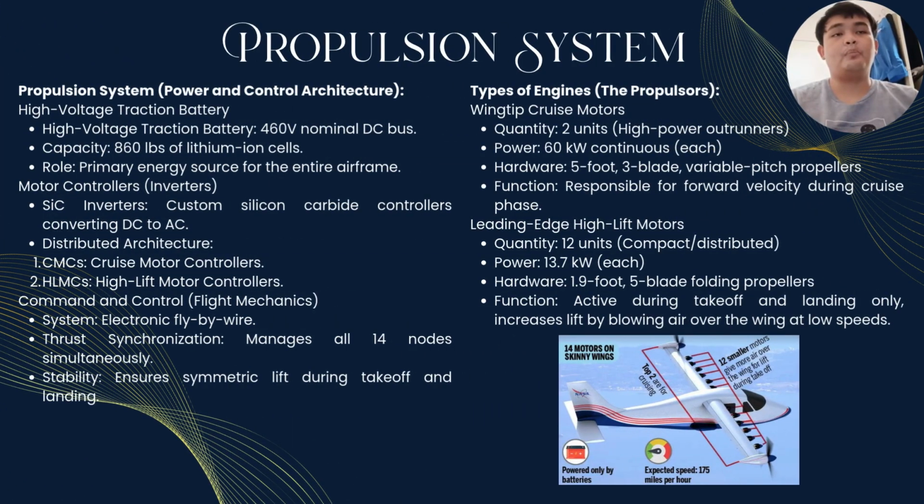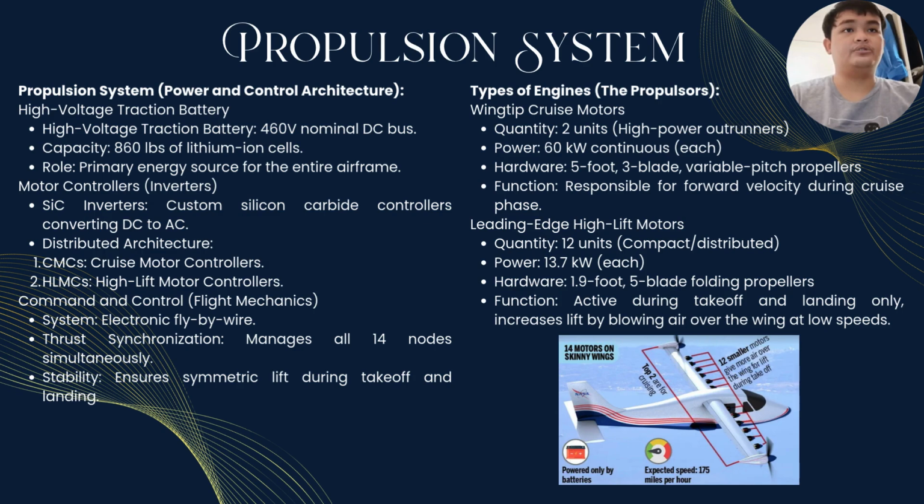Now I will present the propulsion system of this Maxwell. This aircraft has 860 pounds of lithium-ion cells to provide energy to the entire airframe. For the motor controllers, they use silicon carbide controllers to convert DC to AC, and then it uses fly-by-wire. As for the engines, this aircraft uses two large motors, two units, that produce about 60 kilowatts.